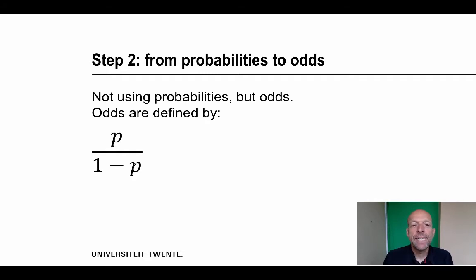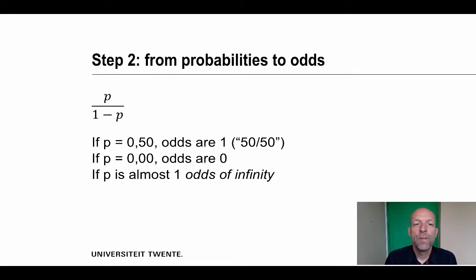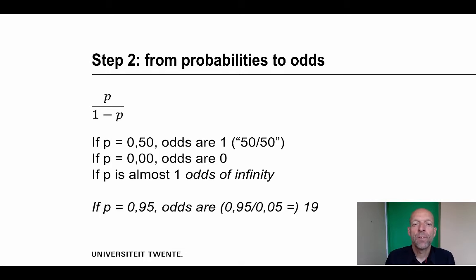And odds are defined by p divided by 1 minus p, or q. So for example, if p is 50%, so 0.50, the odds are 1, 50-50. If p is 0, then the odds are 0 too, 0 divided by 1. If p is almost 1, the odds are infinite. Now this is something we like, because we are no longer bound to the upper end of the scale, so we're no longer bound to 1. If p is 0.95, the odds are 19.